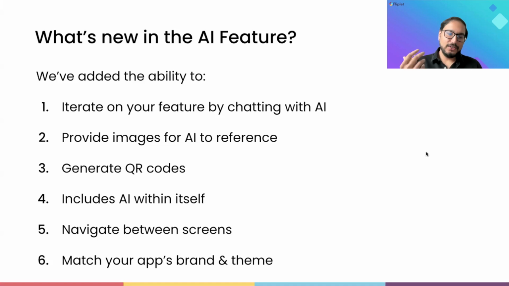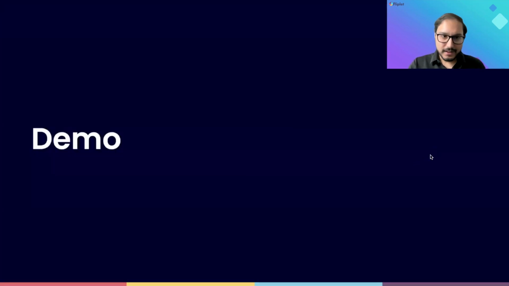And by default, we've gotten the AI feature to style the feature that you have created to your app's brand and theme. Of course, you can ask it to style it in a different way, but without saying anything, it will take into account your current app's brand and theme. So I'm going to show you a quick demo of how this newer version of the AI feature component works.